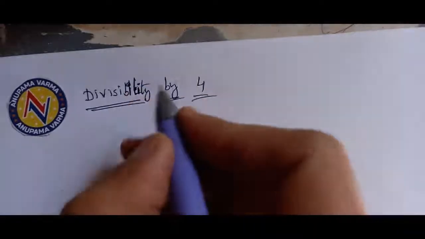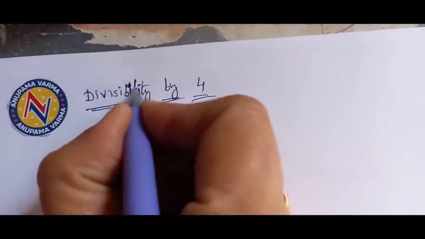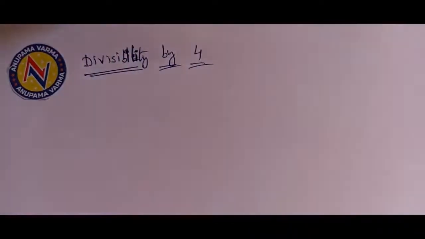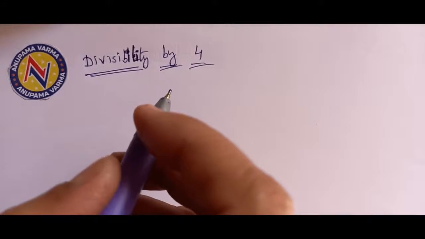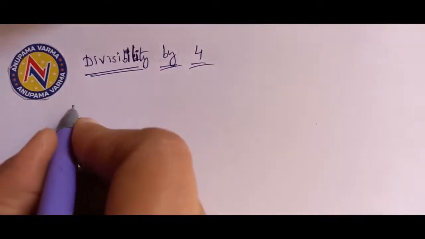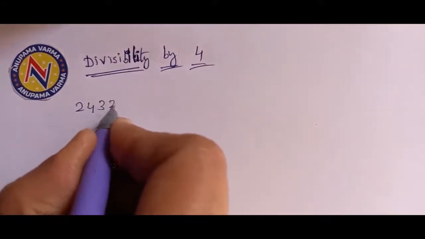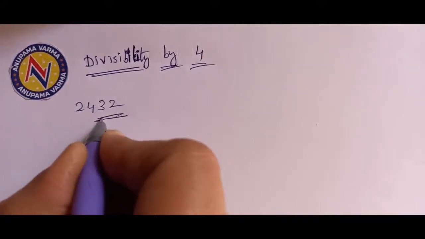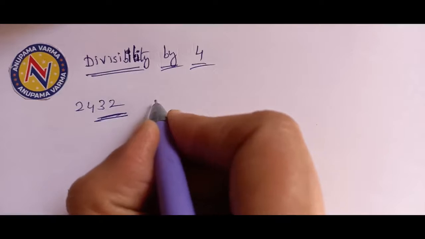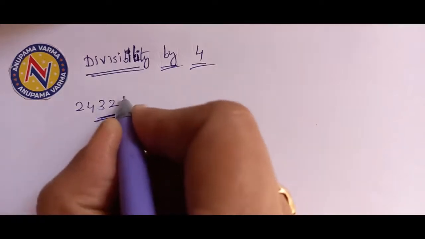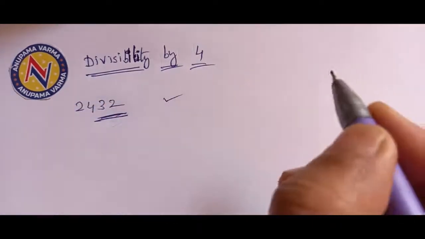Next, divisibility by 4. If the last two digits of a number is divisible by 4, then that number is divisible by 4. Let's see one example. 2432. So the last two numbers is 32. 32 is divisible by 4. So the 2432 also divisible by 4.